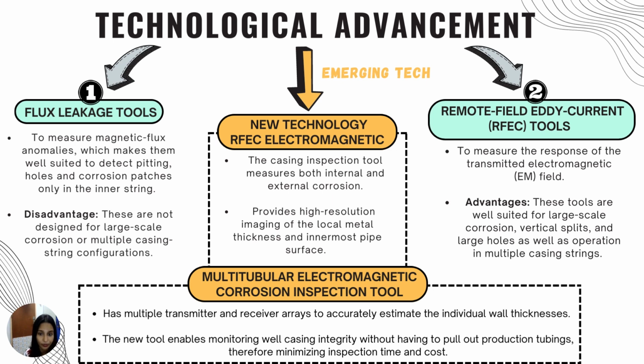However, nowadays the latest emerging technology that is coming out right now is the RFEC electromagnetic tool, as well as the multi-tubular electromagnetic corrosion inspection tool. These two tools seem to be very latest because they enable the monitoring of well casing integrity, as well as provide high resolution imaging. So they have these kinds of similarities between both of them.